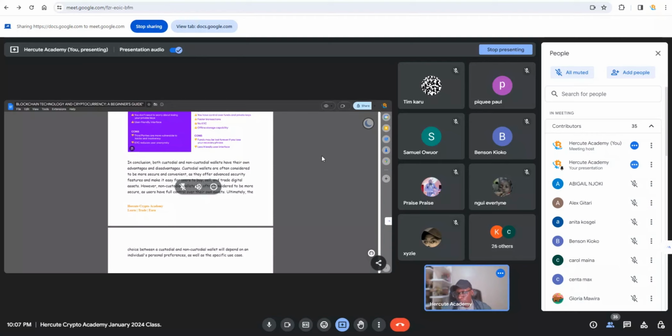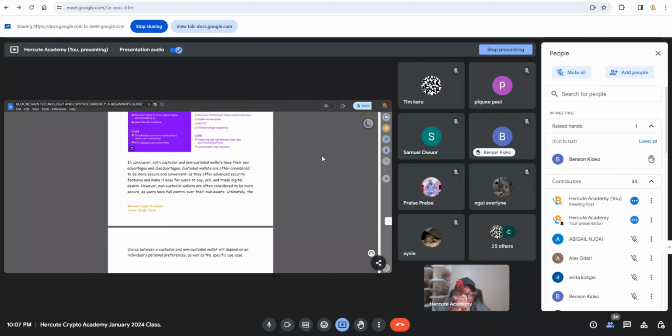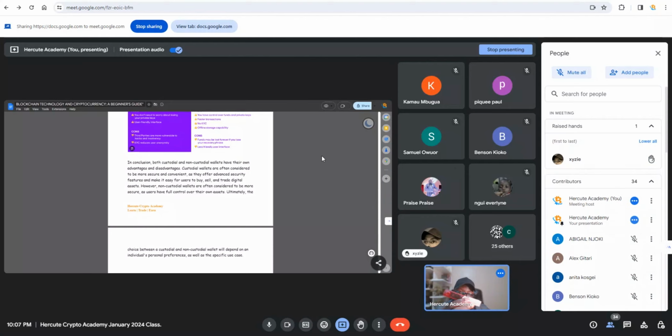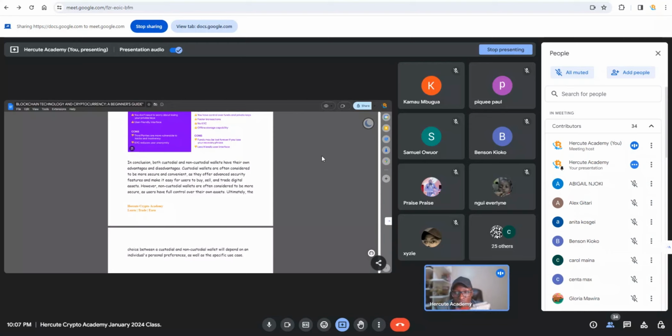So, is this a cold wallet or a hot wallet? Very quickly. Cold. The cold wallet, correct. Is this a custodial or non-custodial wallet? Non-custodial. Correct. Non-custodial wallet. So this is a cold non-custodial wallet, okay?